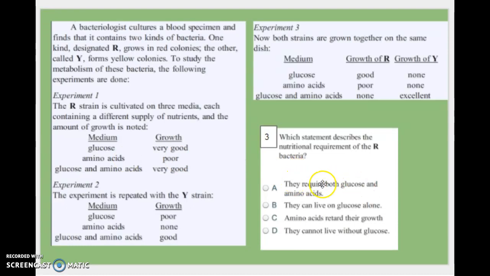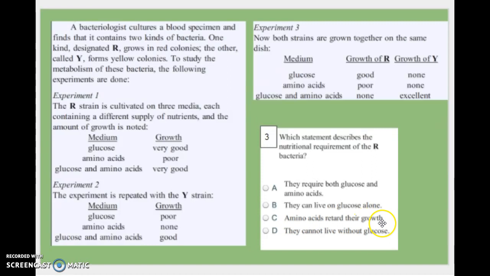They require both glucose and amino acids. Well, when it had glucose and amino acids, it did grow very well. But it also grew very well with just glucose. So it didn't need both of them. So I'd say no, not that one. They can live on glucose alone. Well, it did. So I'm guessing that one is true. But let's take a look at the rest of them as well.